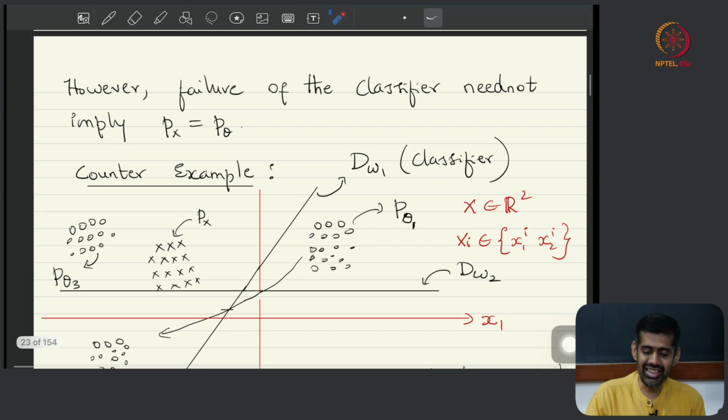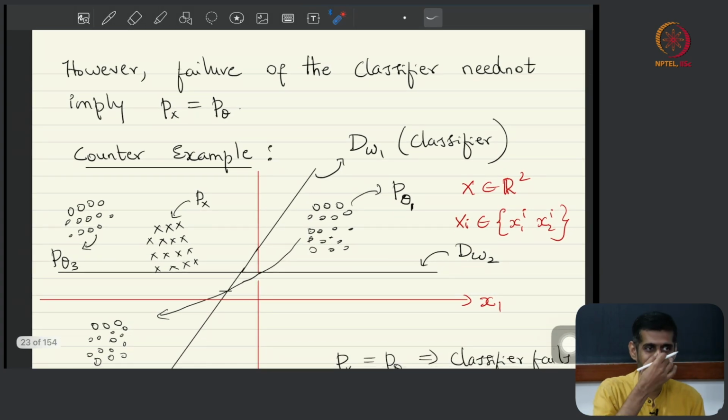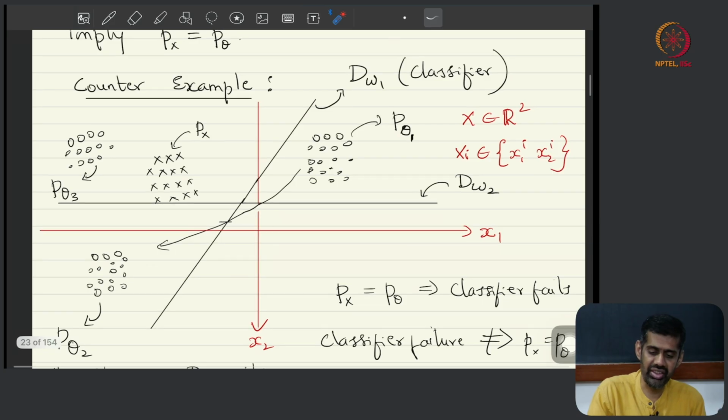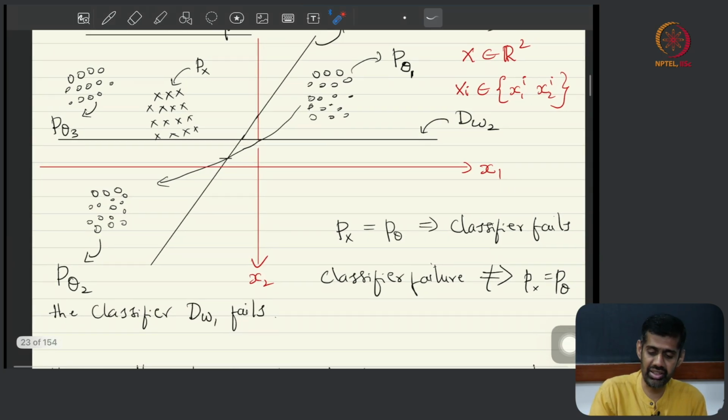Okay. Now there is another interesting idea. In fact, the question that he asked is very close to this. Does the failure of the classifier always imply that px is equal to p theta? Can you think of a situation where the classifier fails but px is not p theta? It turns out that we can. So here is a pictorial depiction of it. I am just constructing a counter example here.